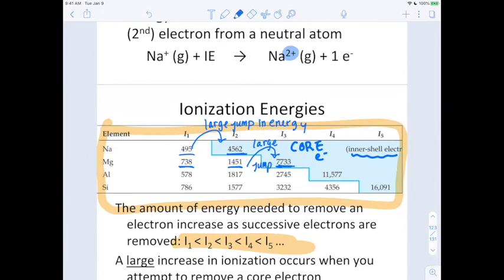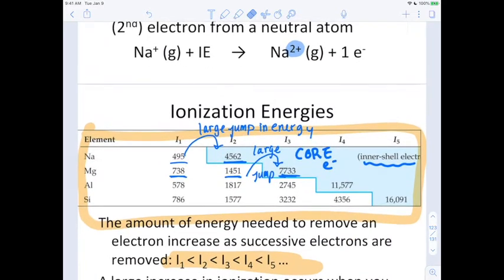We could say the same thing about aluminum. Here you have 3 electrons that you can take off relatively easily from aluminum. If you try to reach into its core, it'll cost you 11,577 kilojoules. That is huge. That is why we don't see an aluminum 4+ ion. And likewise, if you wanted to steal a core electron from silicon, 16,091 kilojoules. You're not going to see a 5+ ion from silicon.